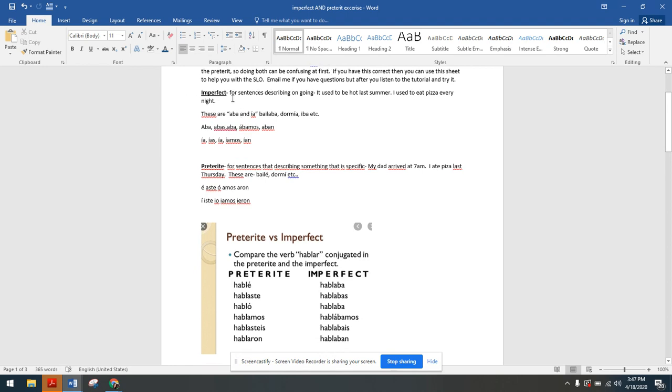So first of all, the imperfect tense, just so everyone knows, I'm literally reading it over here. It describes what's going on. It's ongoing. Like the sentence, it used to be hot last summer. The phrase used to be is the big one, right? Every time we say used to be. I used to eat pizza every night. We used to dance all the time. These are sentences where we're using aba and ia. That's what you've been doing.